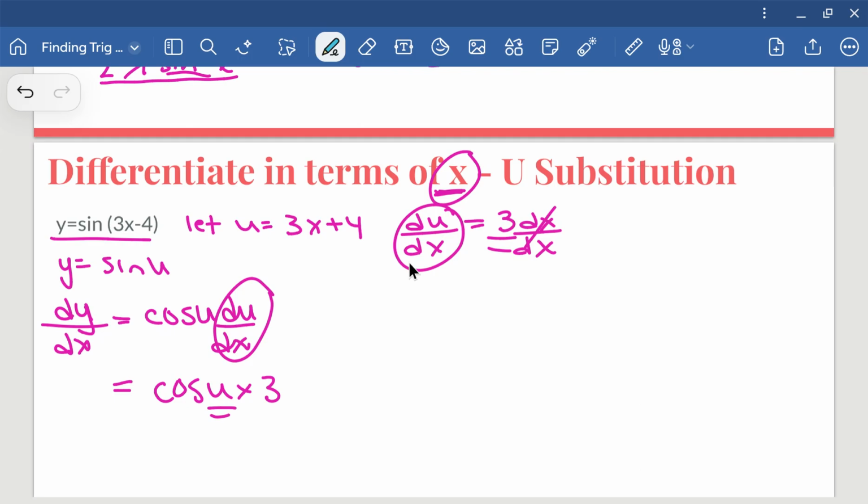And you can also now replace u. So I'm just going to put this 3 in the front. So you get 3 times cos of, and let's replace u back in, 3x plus 4. So that's using u substitution.